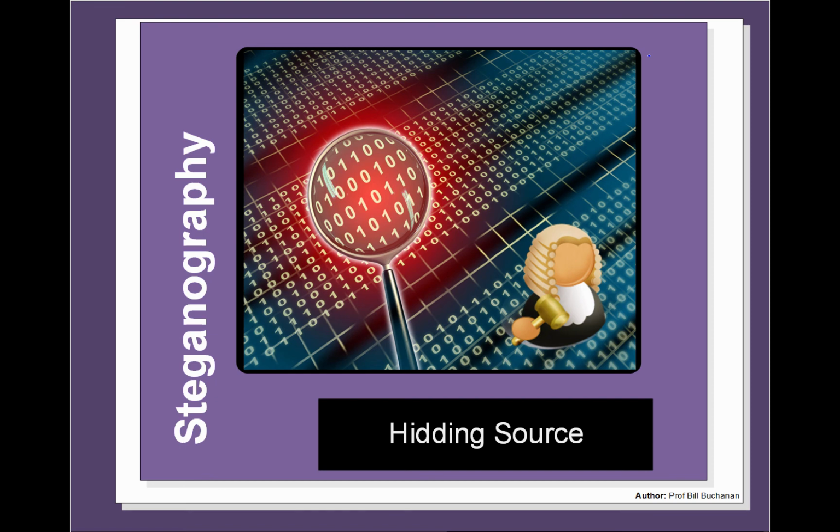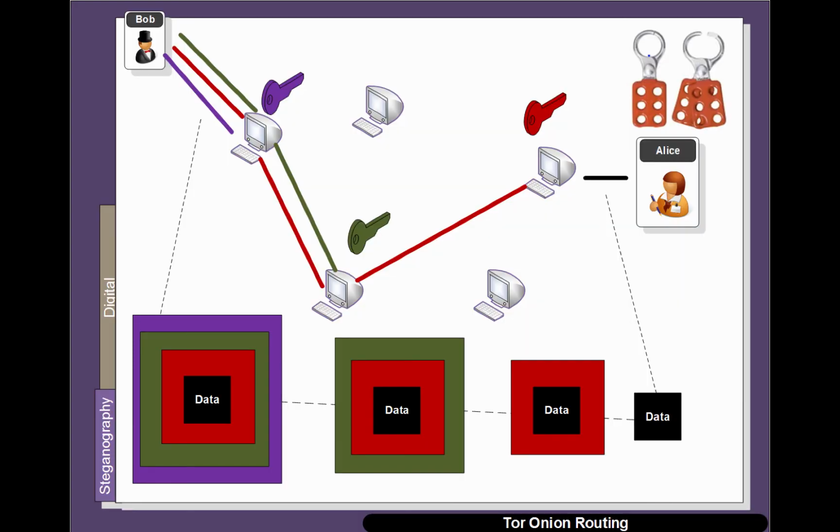Another thing about steganography is to be able to hide the original source of the information. And one example of that is obviously onion routing or Tor routing. We can use something like a proxy to be able to hide the original source, but the onion routing protocol gives us a good example of hiding the anonymity of a source.